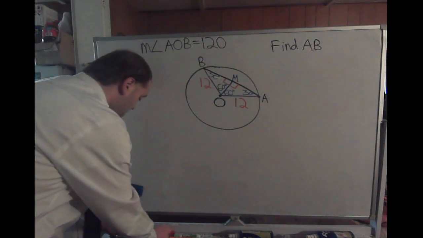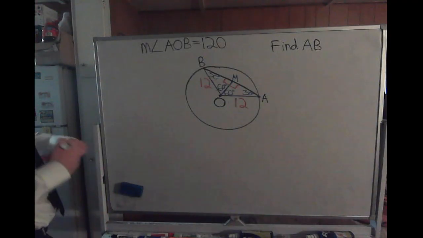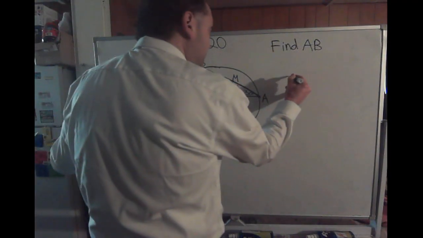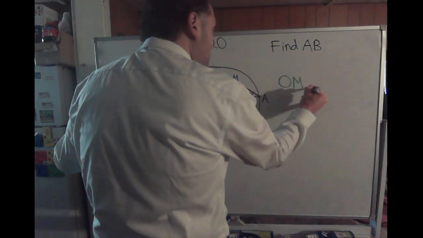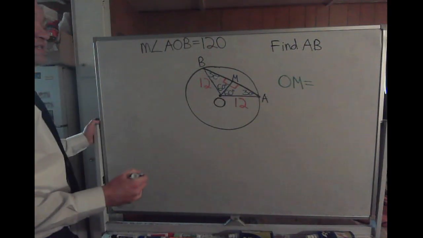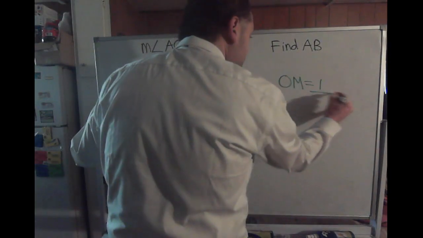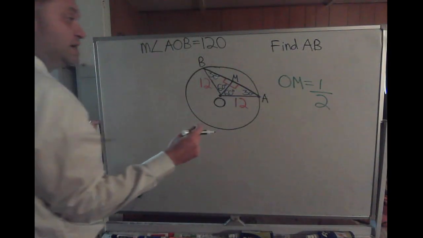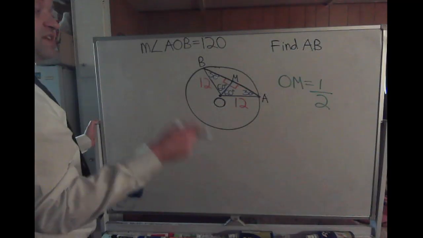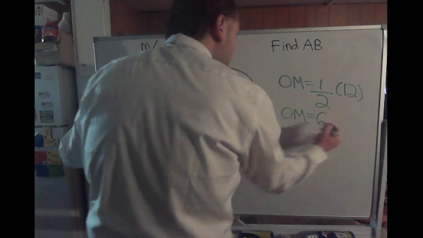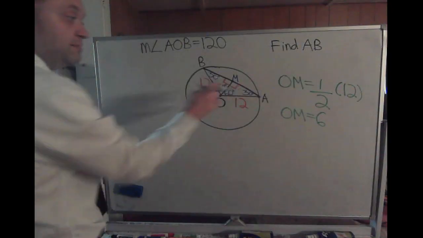So what we're going to have now, across from the 30 degree angle, we need to find the length of OM. OM is equal to what? Since that's a 30 degree angle, it's equal to half the length of the hypotenuse, because the hypotenuse is double the length of the side across from the 30 degree angle. So OM is equal to half of 12. So OM itself would equal 6. So the length of this leg OM is 6.